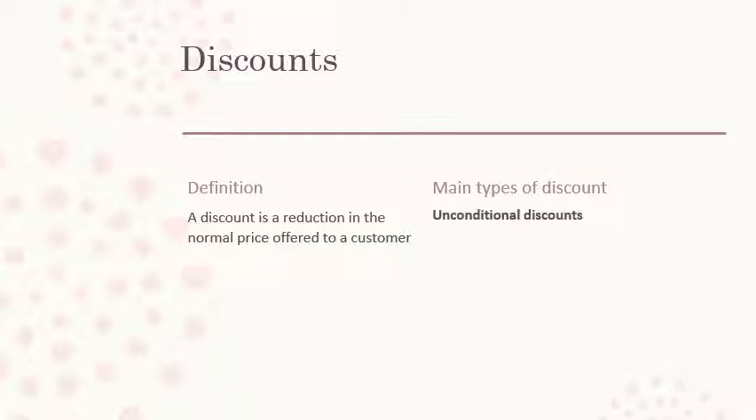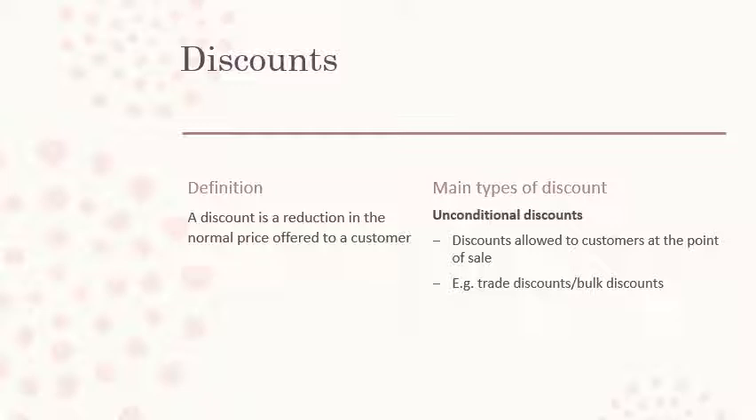There are those that we would describe as unconditional. What we mean by this is that it is a discount that's given to customers at the point of sale. So the unconditional discount is included on the invoice itself and taken into account in the amount that's demanded on that invoice. These would include things such as trade discounts and bulk discounts.